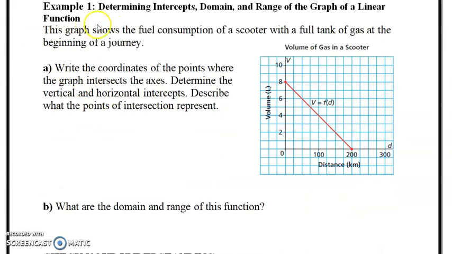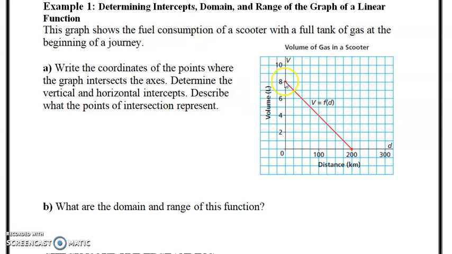The first example, example 1, says determining intercepts, domain, and range of the graph of a linear function. So this graph shows the fuel consumption of the scooter with a full tank of gas at the beginning of the journey. So this was similar to one of the questions we've done in a previous example in one of the other sections. So obviously, it may not be linear. I mean, if you go faster and slower, but overall the average looks like this, okay? So write the coordinates of the points where the graphs intersect at the axis.